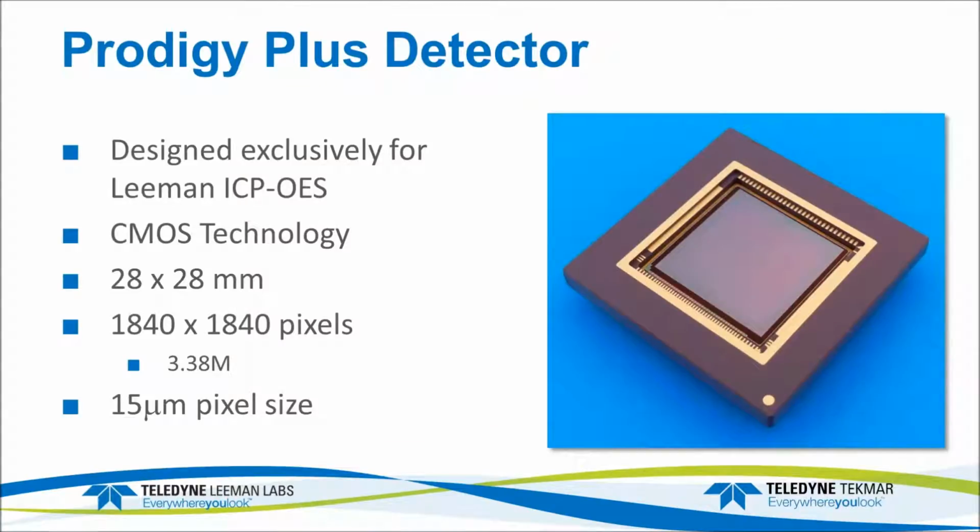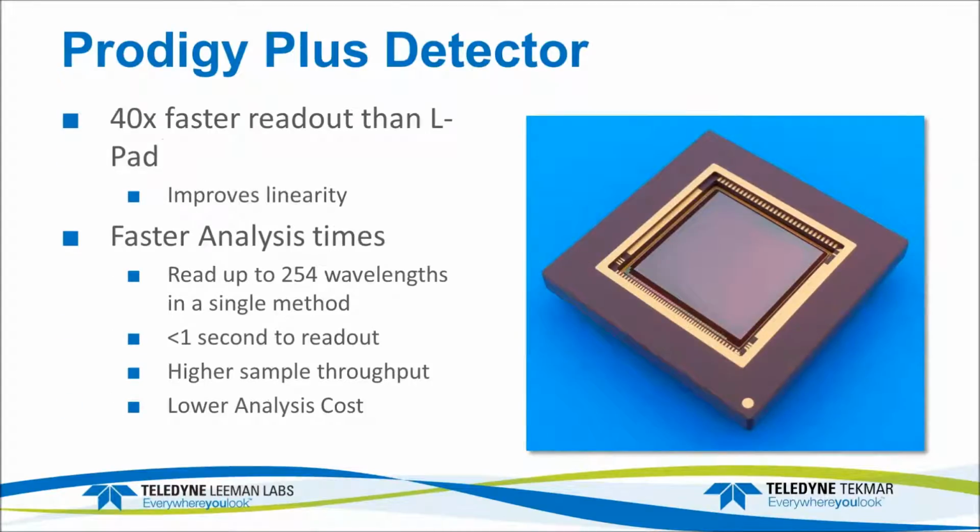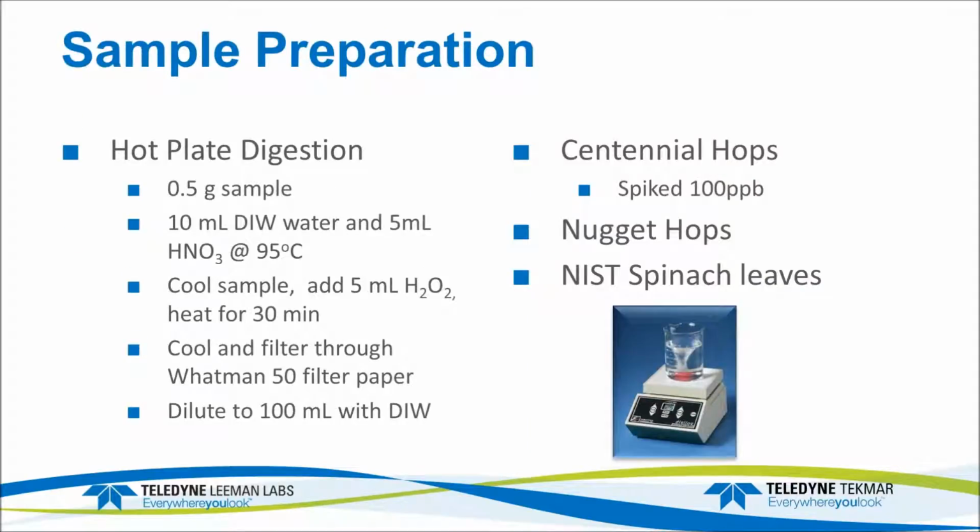Okay. The instrument also has a new detector based on CMOS technology. Some of the advantages is this detector has much greater speed than the detectors we've used in the past, so it improves linearity for analysis, but it also decreases analysis times. The readout is quite fast, so this results in a higher sample throughput and a lower analysis cost, because we're not spending much time actually collecting, transferring the data down from the system to the PC.